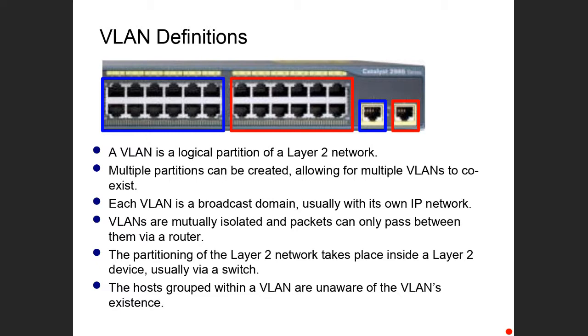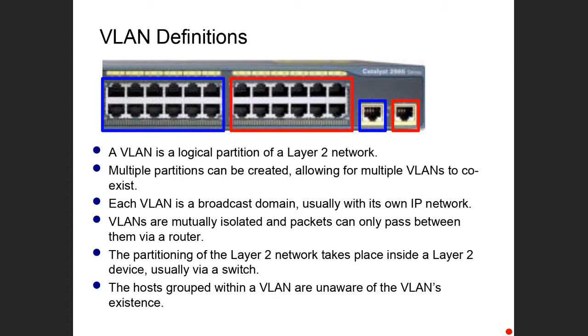So I can create as many partitions as that. Well, there's a limit of about 1,000. I can create multiple partitions and allow multiple VLANs to coexist on this switch. So every individual VLAN on this switch, the blue ports 1 through 12, they're their own broadcast domain, usually corresponding to their own IP network. For example, we might make VLAN 10, and the IP addresses would be 192.168.10.something. The red ports 13 through 24 on our switch, they're their own network.